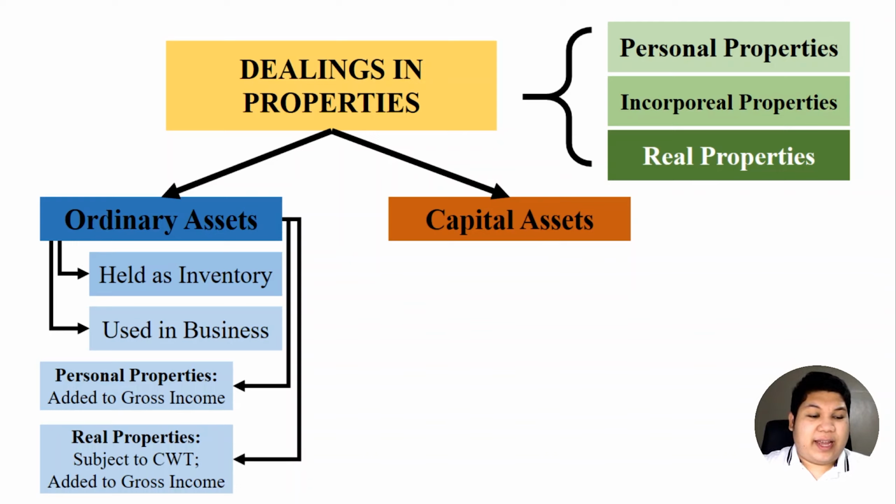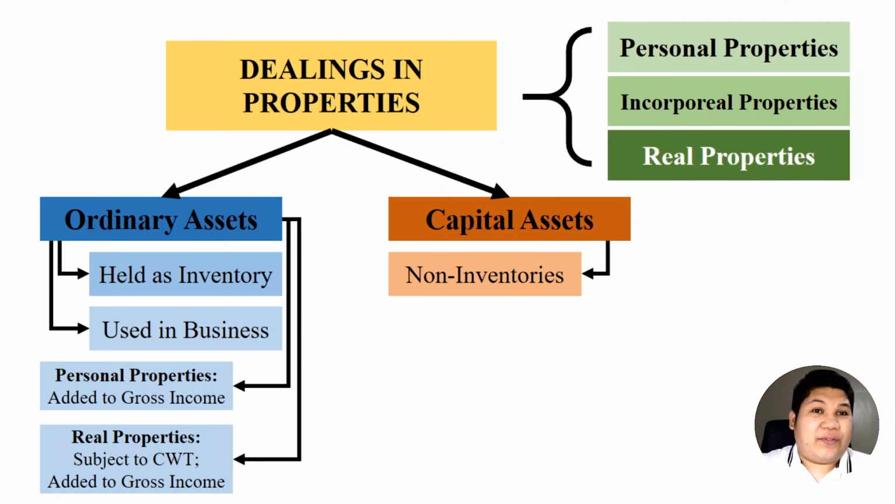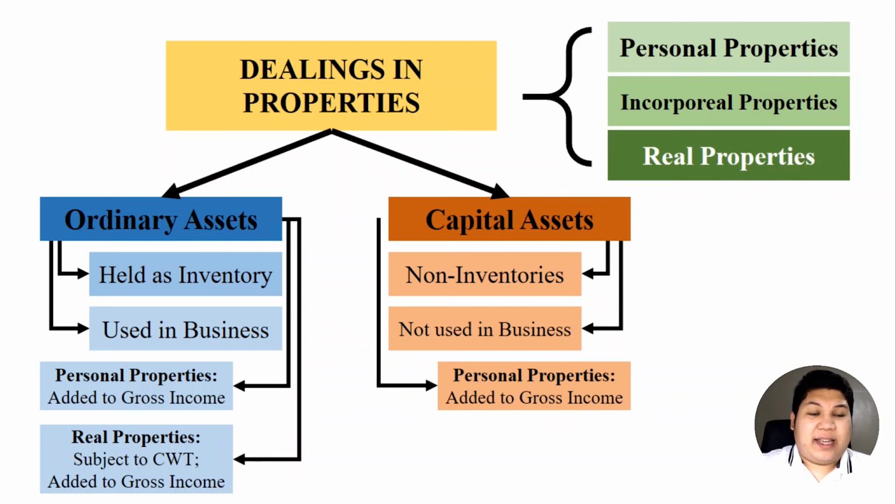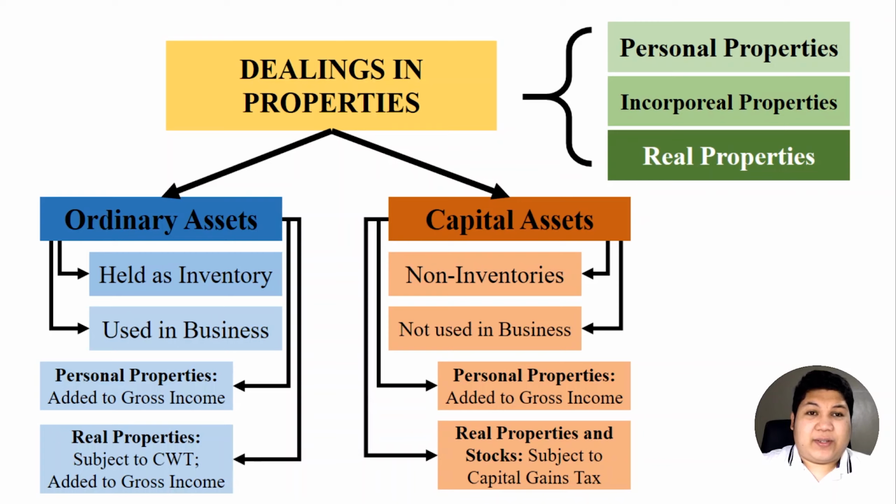So in this video, we will focus more on the capital assets, which are, as we know, classified as non-inventories. So these are non-inventories. These are not held for sale. Or those properties, whether real or personal properties, which are not used in business. And they will be taxed. If it is a personal property, any gains or losses will be added to the gross income. And if it is a real property, it will be subject to the capital gains tax, which will be our focus in this video.